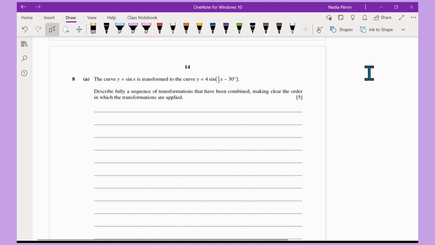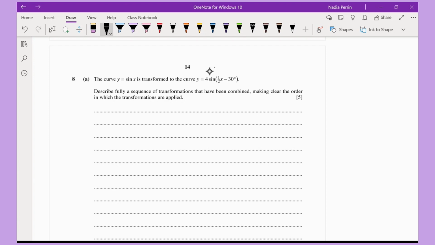We're looking at a curve, sin x, that has been transformed. So obviously transformation started in 2020. They changed the syllabus, and it's really something that you need to be working on if you want to do well in the AS exam. So hopefully you have some idea about what each of these numbers does to a trig graph. We're just going to go quickly through them.